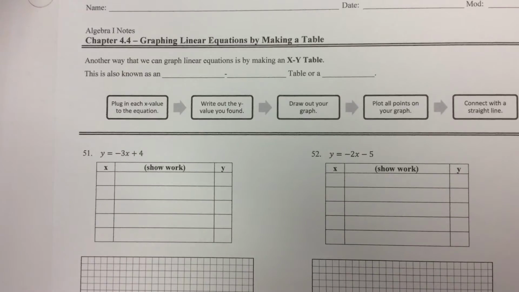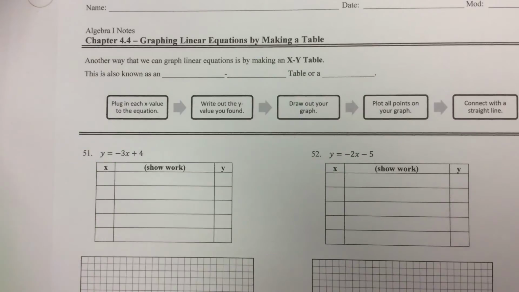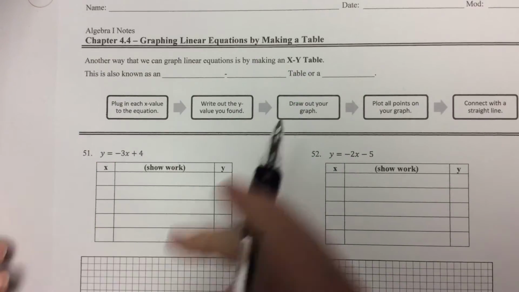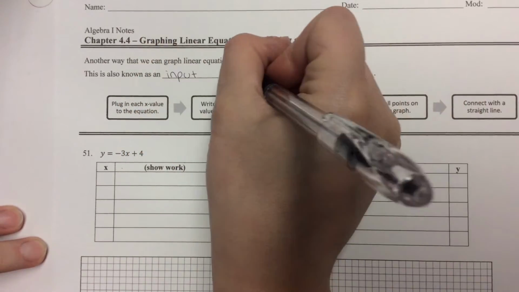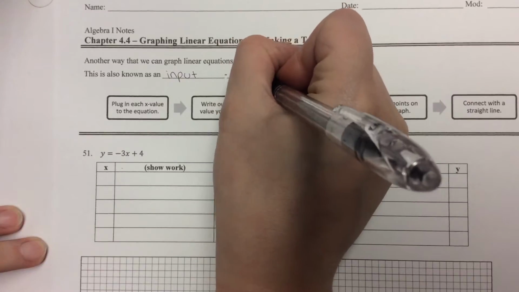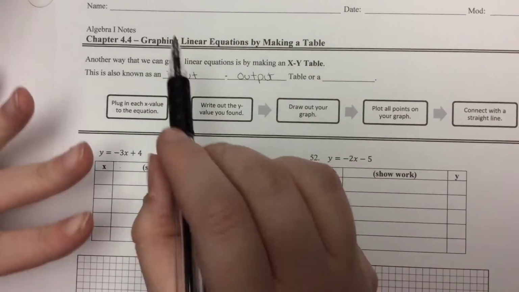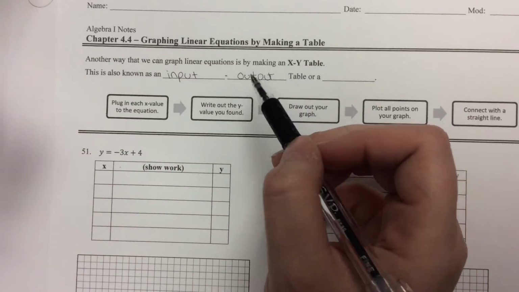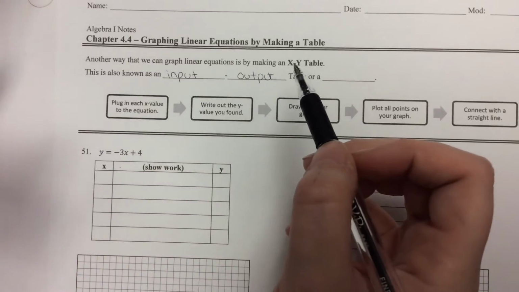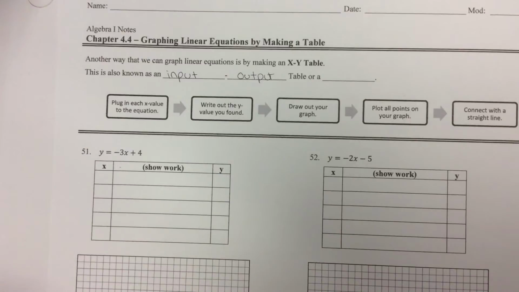So when we are graphing linear equations in this section, we're going to make an XY table, also known as an input-output table. You should know this because we talked in chapter 3 about how all of your x values are your domain, or rather your inputs, and all your y values are your range, or rather your outputs. So calling it an XY table or an input-output table means the same thing.